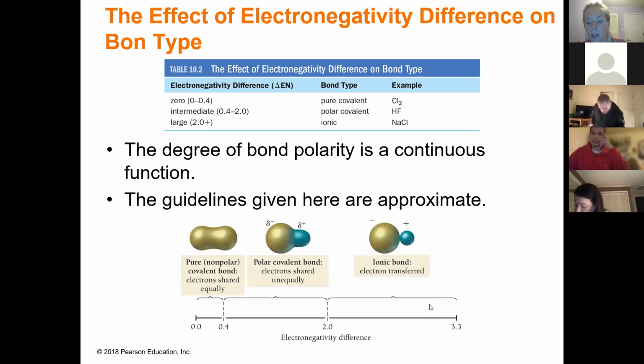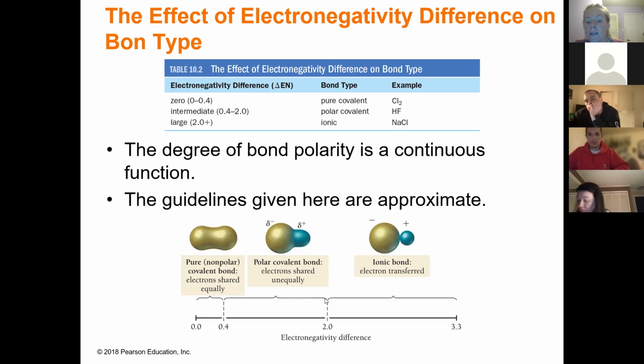There's a cutoff with the electronegativities, and it goes like this. If your difference in electronegativity is 2 or greater, we say it's an ionic bond. The difference there is so great that the electron just transfers. If the difference in electronegativity is 0.4 or less, this is pretty much when you're dealing with the same element. So chlorine bonded to chlorine, we say that that's a pure bond or a non-polar covalent bond. They're sharing the electrons equally.